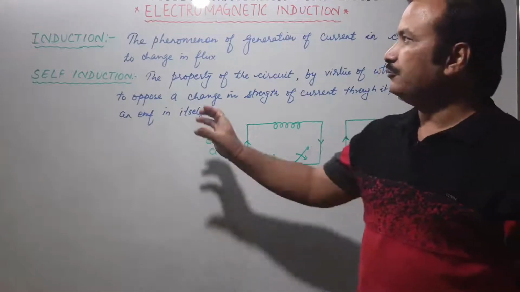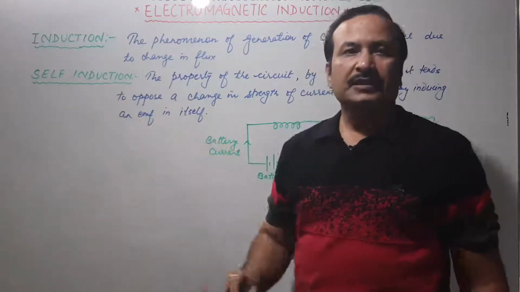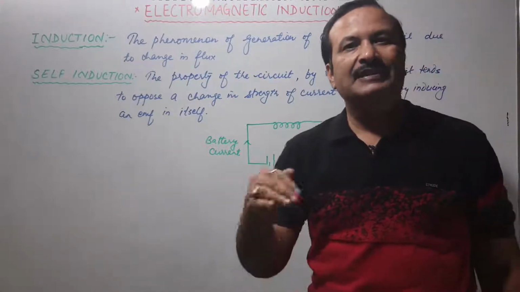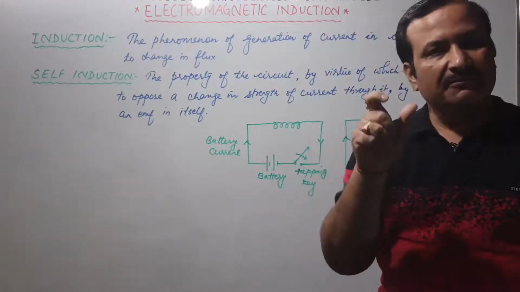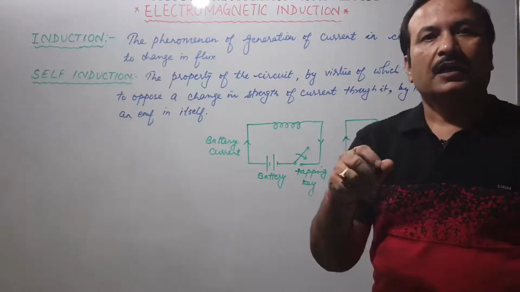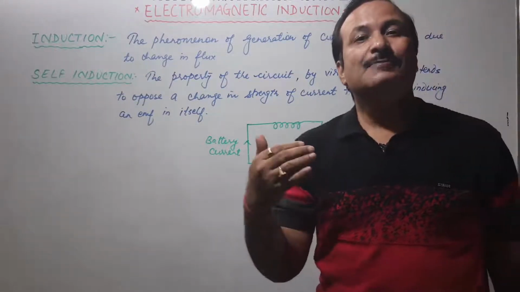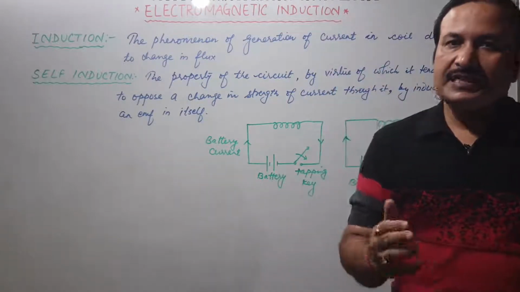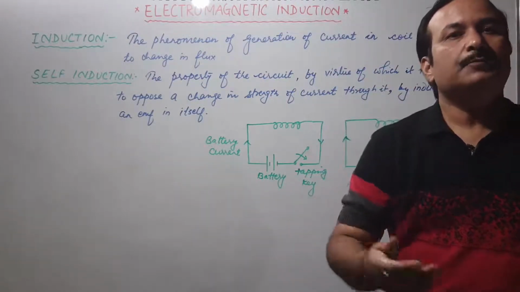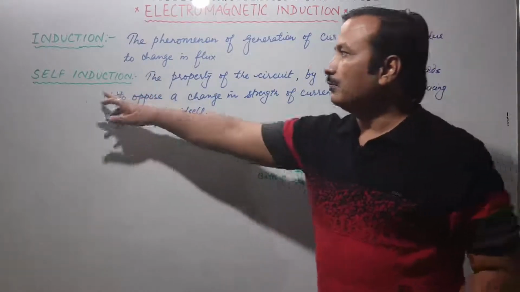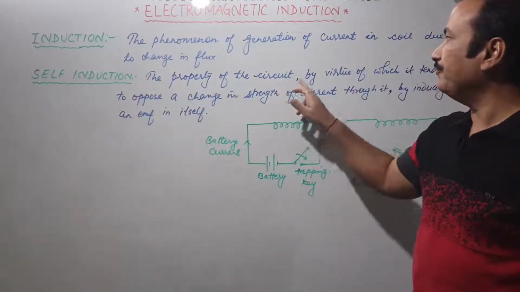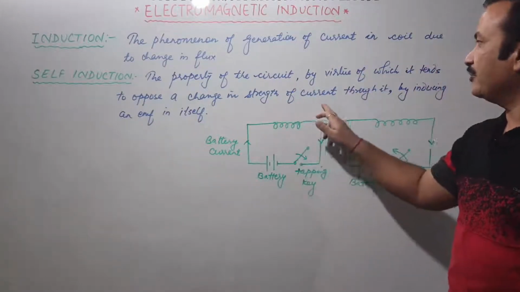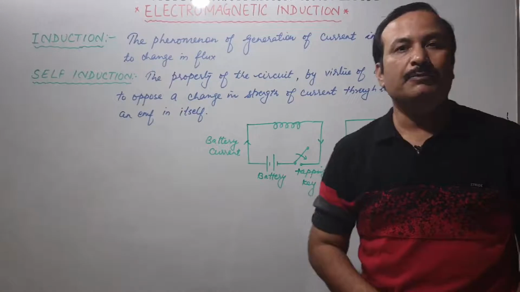See the word, you should not confuse induction, inductance. जैसे हमने पढ़ा है resistance and resistor. So resistor is the device, okay, and resistance is its property. Similarly, inductor is the device, inductance is its property. And when we talk about self-induction, it is the property of the circuit by virtue of which it tends to oppose the change in the strength of the current through it by inducing an EMF in itself.